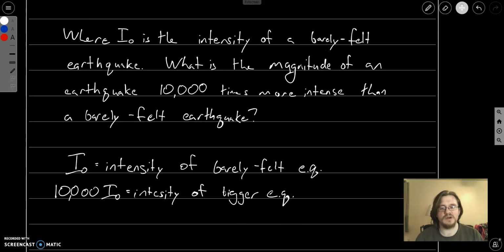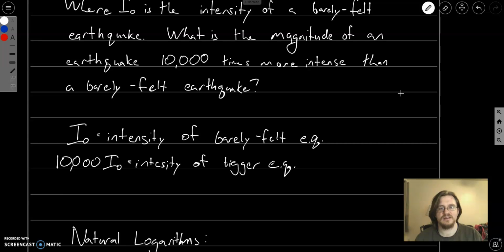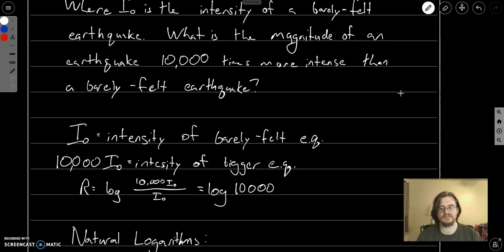So let's plug this into our formula and figure out what the magnitude would be. R is just going to be the common log of the intensity of the big earthquake. So this is going to be 10,000 times I naught divided by I naught. Right away we can see that we'll cancel out some I naughts. So we're going to have the log of 10,000, after we cancel out I naughts.